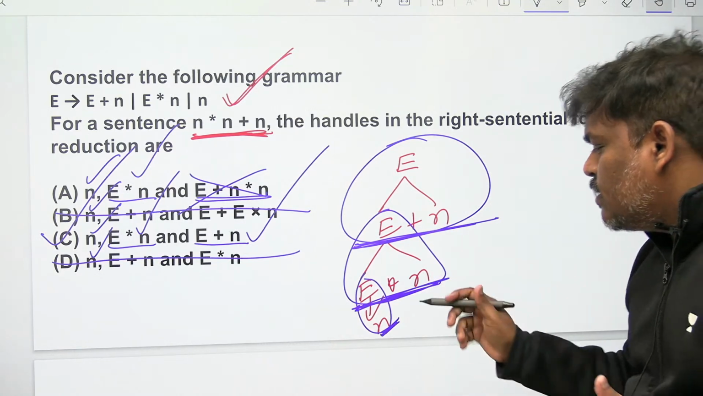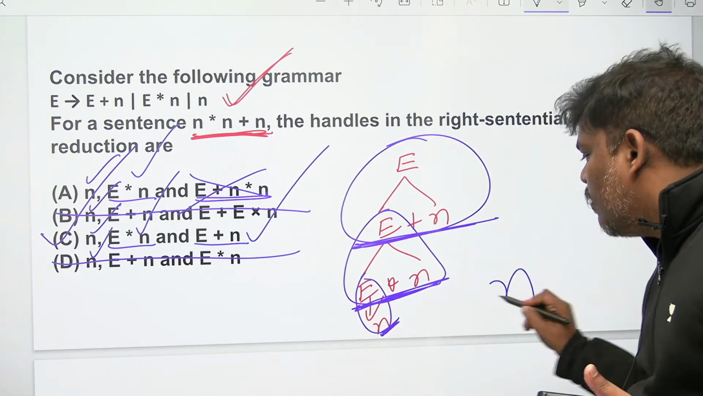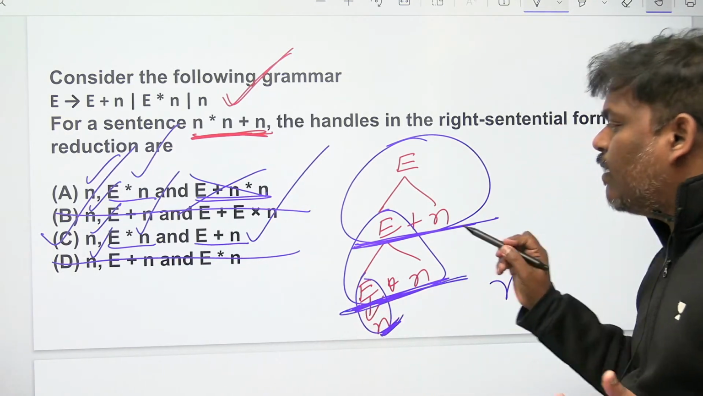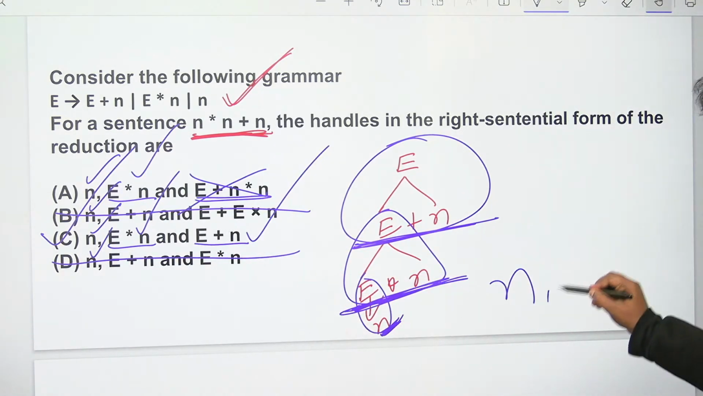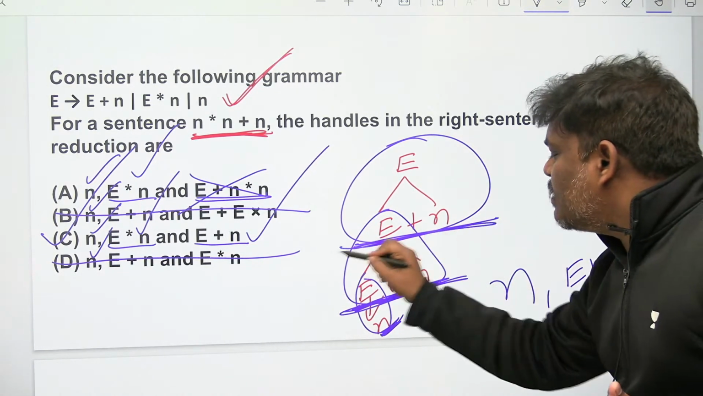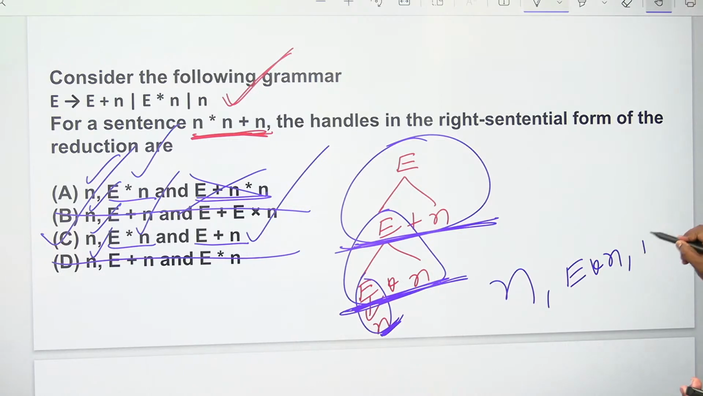See this one. The first handle is N. The next handle is E star N. Next handle is E plus N. Draw the tree first.